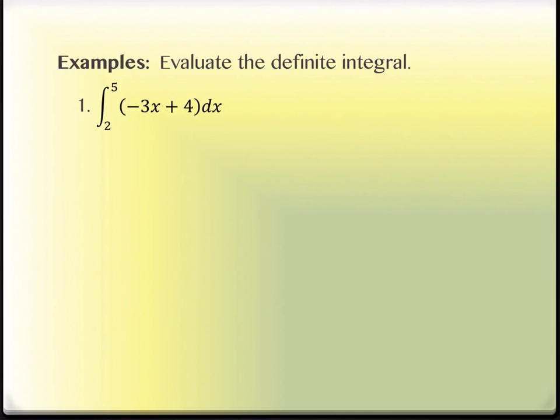So we're going to do an example. We have the integral from 2 to 5 of negative 3x plus 4. Our first thing to do is to find the antiderivative of negative 3x plus 4. So what is the antiderivative of negative 3x? Good. Negative 3x squared over 2. Is everybody good with that? Plus, what's the antiderivative of 4?